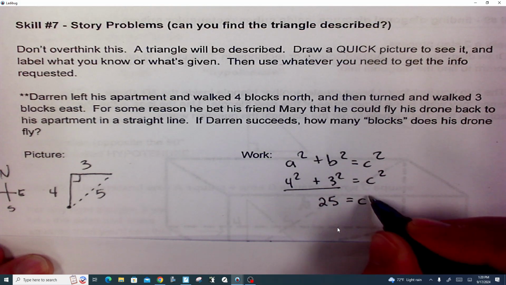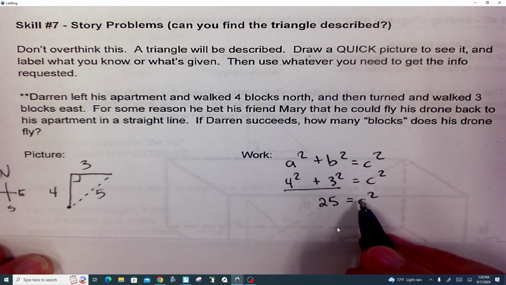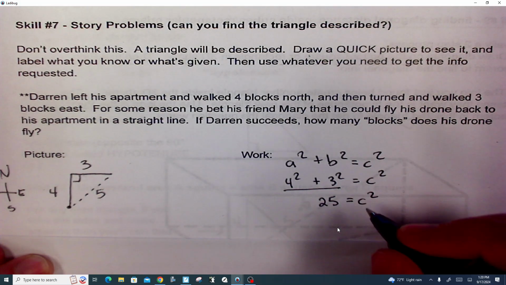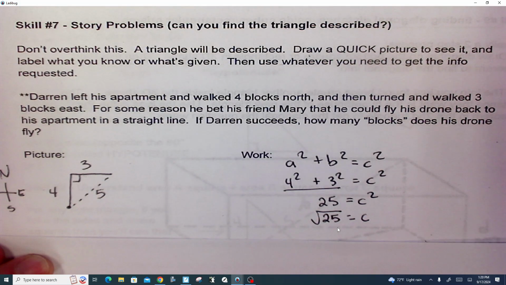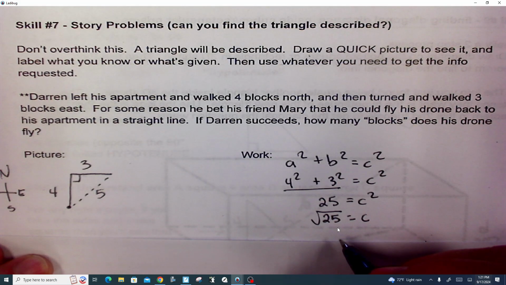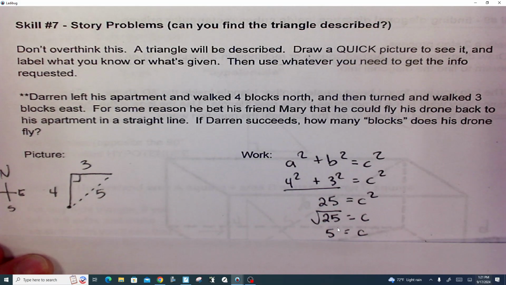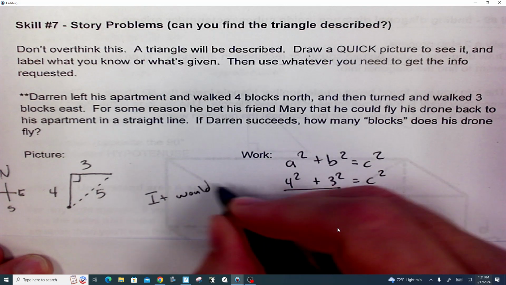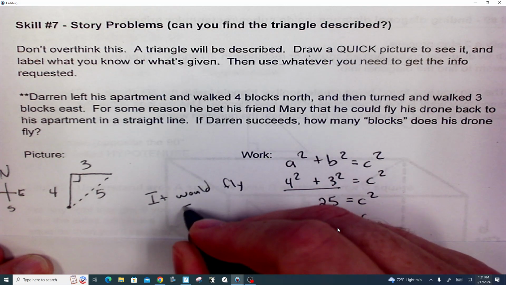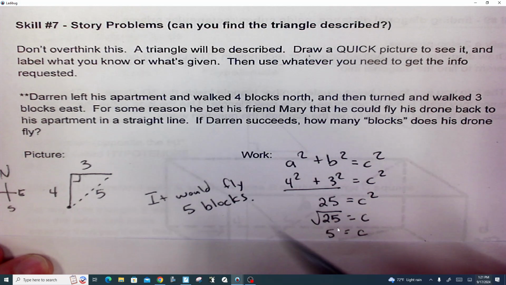Yep. And now what do we do? What do we put over the 25 to get the c all by itself? Square root, or radical sign. So what is the answer to the radical of 25? 5. So we know it would fly how many blocks? It would fly 5 blocks. There we go.